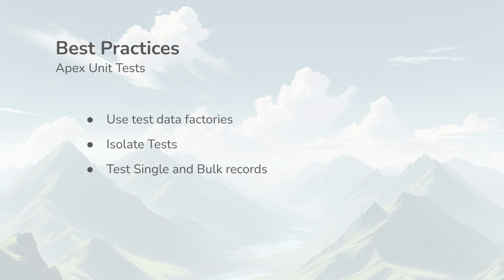Test single and bulk records. We need to make sure that our code works for both single and multiple records to ensure that it handles large data sets correctly. Handle all scenarios. We should cover all the possible scenarios, including positive, negative, and edge cases. The more scenarios we cover, the better our application becomes over the period of time.